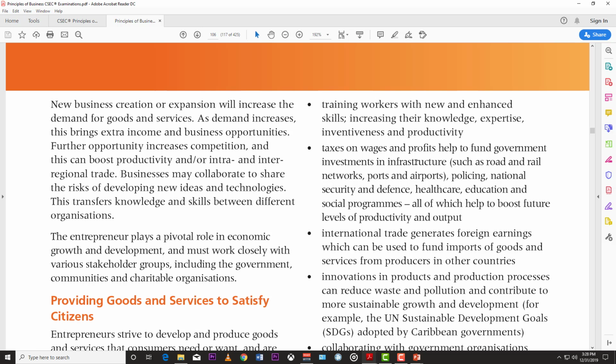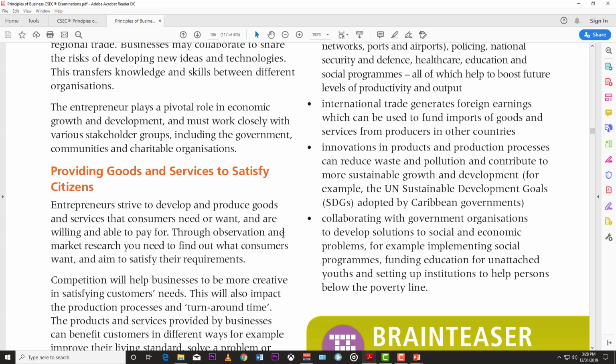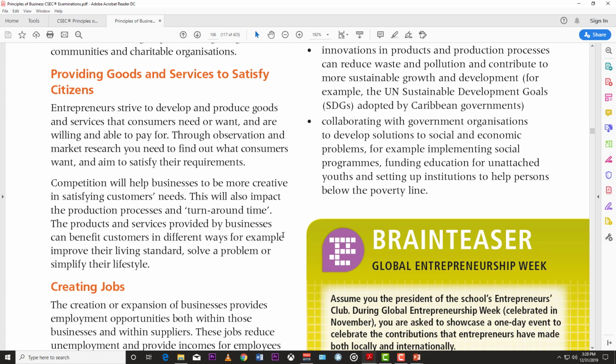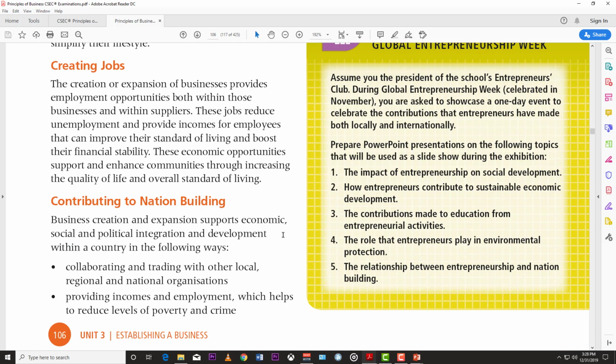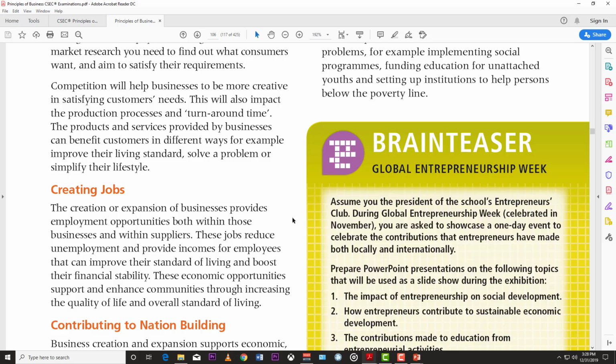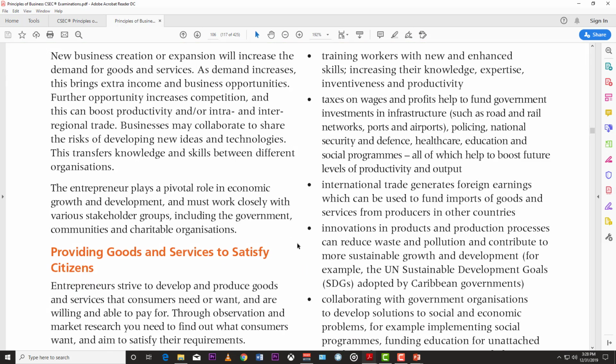So even if you don't want to put it under that umbrella, you can break it down and say that entrepreneurship leads to an increase in taxes for the government, and the government can use the tax to further enhance the economy and the country. So you can go to town on this one, choose whichever one you want, from collaborating, risk bearing, providing goods and services to satisfy citizens, job creation, and contributing to nation building. You can choose one and go to town explaining in your own words, of course, what that is about.